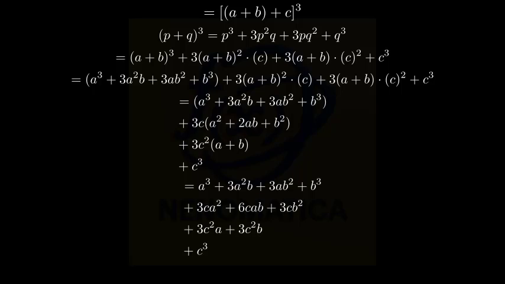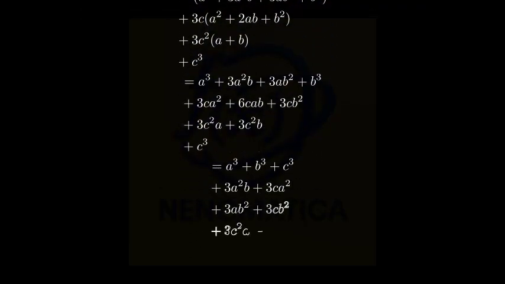Now, let's rearrange these terms to group similar ones together. We'll collect all terms with cubes: a³ + b³ + c³. Then we have all the terms with a², 3a²b + 3ca². Next, all terms with b², 3ab² + 3cb². Then we have the c² terms, 3c²a + 3c²b. And finally, we have the mixed term, 6cab.